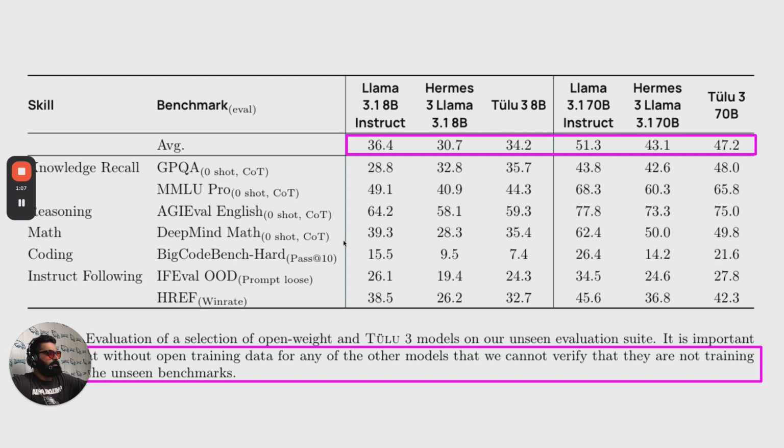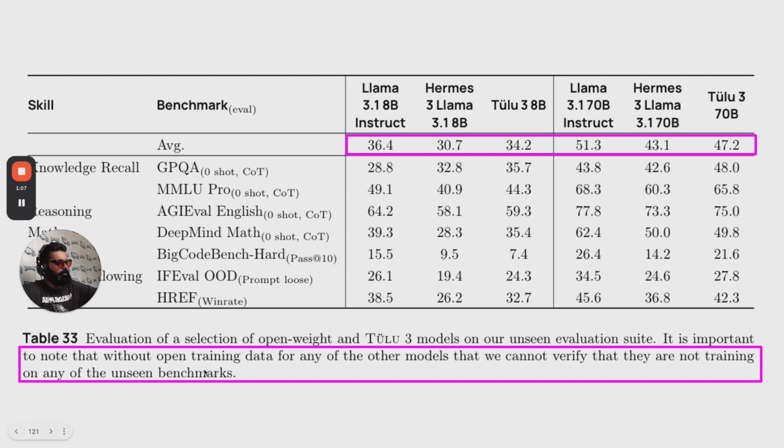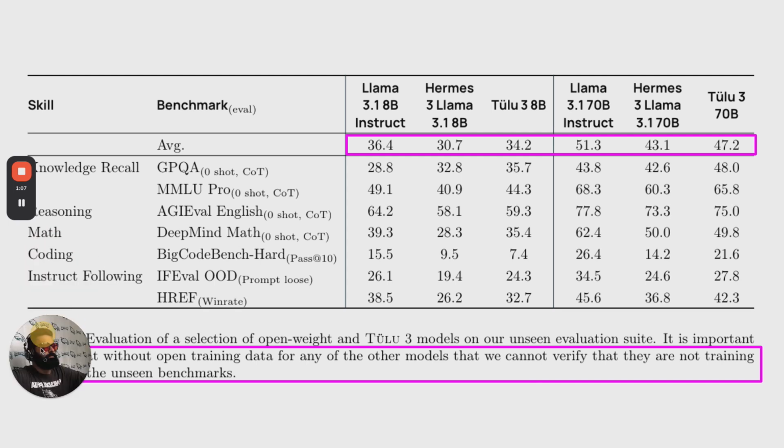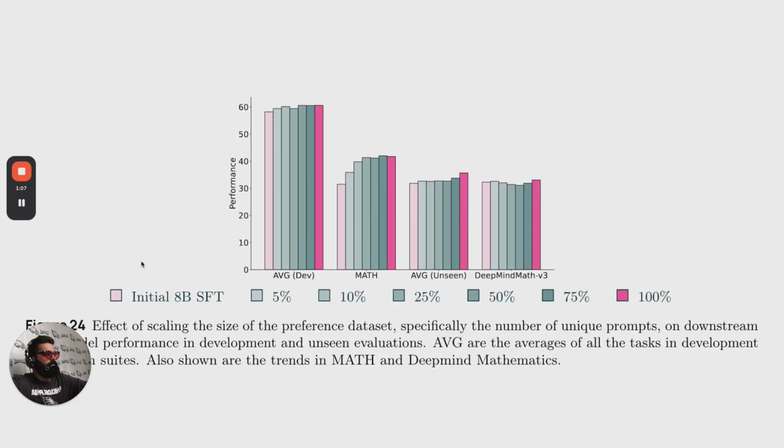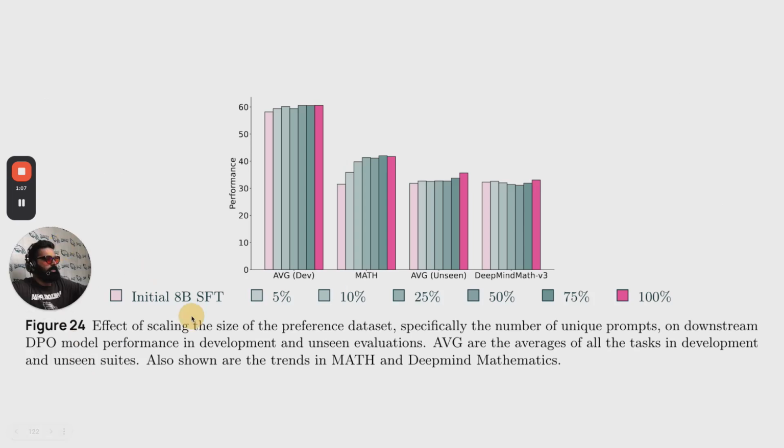This is the comparison of different models on the unseen suite. So Llama 3.1 8 billion instruct, Hermes 3 Llama 3.1 8 billion, Tulu 3 8 billion, and Tulu 3 70 billion falls between those two. But again, without open training data for any of the other models, we cannot verify that those other models are not training on any of the unseen benchmarks. And then here, finally, we see that scaling the size of the preference data set improves the downstream performance on the unseen eval suite. And this was for DPO.